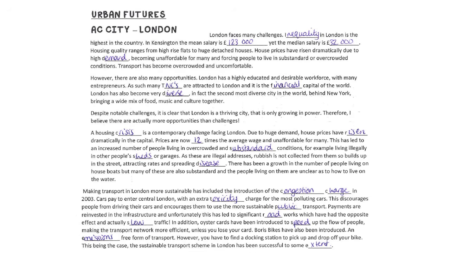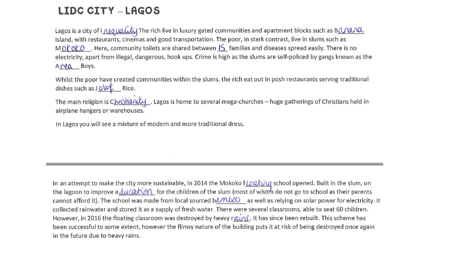Okay, so this is just like a model answer if you're asked a question about an AC city, about London. So you could pause and just have a little read through if you want to. And then this is a model answer for Lagos. So this is concentrating more on how lifestyle varies across Lagos, how people's way of living varies across the city. So it's focusing on the fact that you've got this inequality, mentioning Banana Island versus Makoko slum.